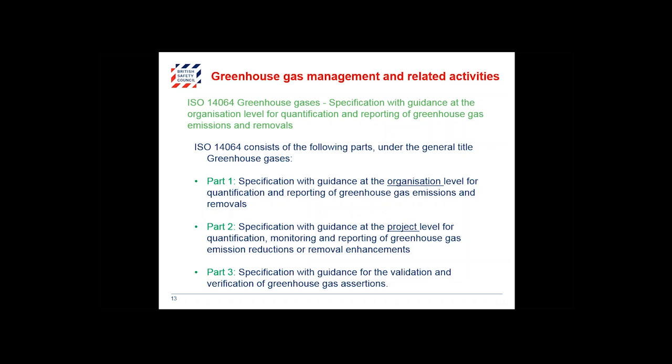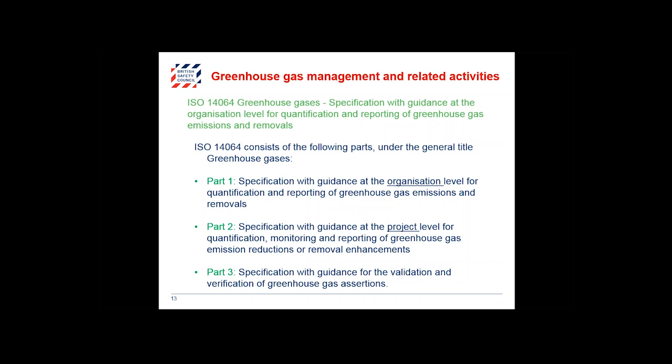Okay, so again, it's broken into three parts there, 14064. Part one looks at really organisational level quantification and reporting of greenhouse gas emissions, for those businesses which are a bit larger, with multiple sites and an organisational requirement to reduce greenhouse gases. Part two looks at more site-based, project-level quantification, monitoring and reporting of greenhouse gases. So for smaller sites, single sites, individual projects, part two would be the one to lean on.